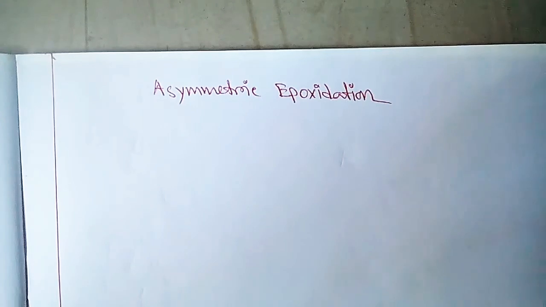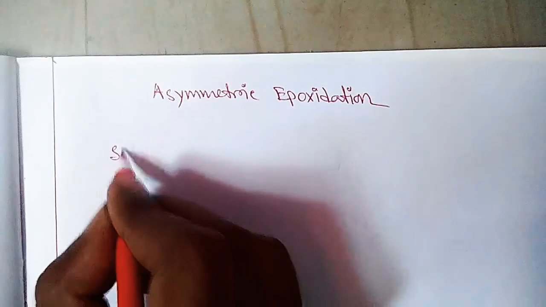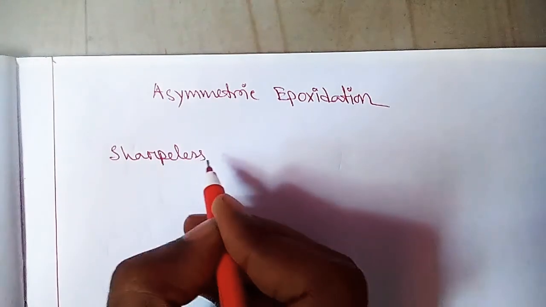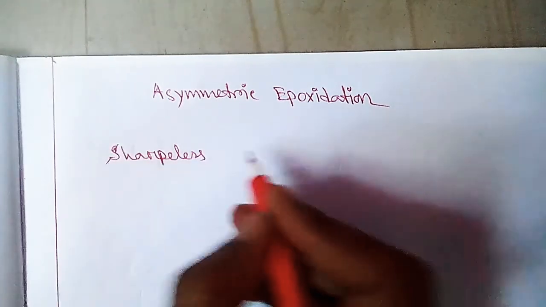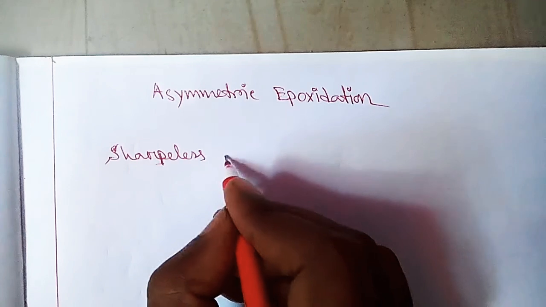In the previous video, we discussed the epoxidation of alkene molecules. In this video, we will discuss the asymmetric epoxidation of alkene molecules. For asymmetric epoxidation, the first scientist was Sharpless, and the name of the reaction is Sharpless epoxidation.